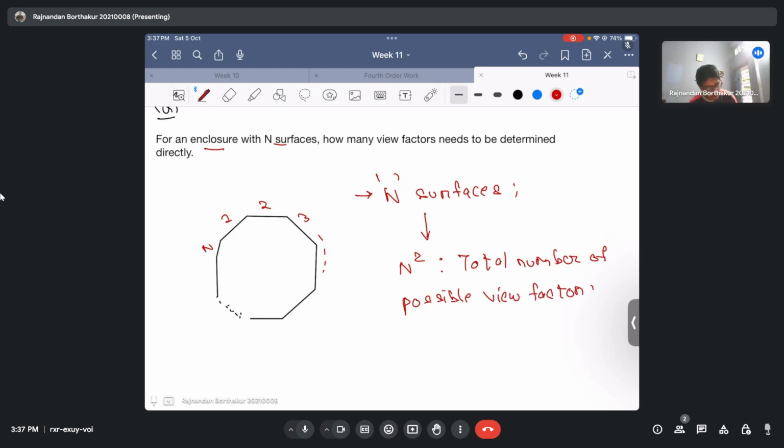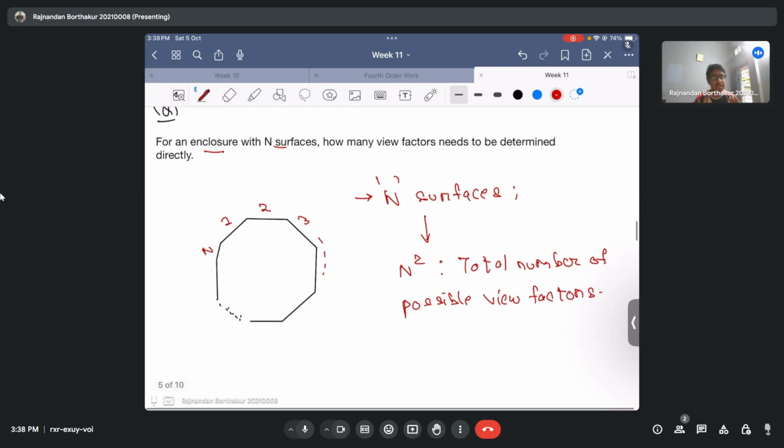Now, it is important that you don't need to directly know this n squared number of view factors a priori, because we have some important relations associated with view factors. Some of these view factors need not be known directly; in other words, you can determine what they would be, and the other view factors you need to know directly. So the question is asking how many view factors should be known directly, provided you have this n squared number of total view factors coming from n number of surfaces. I hope the question is clear. They are just asking how many view factors should be determined directly.